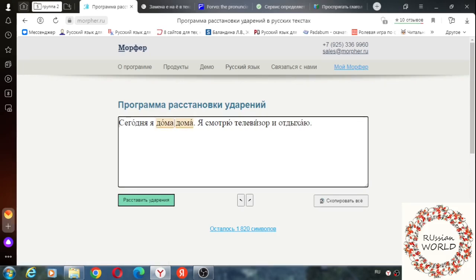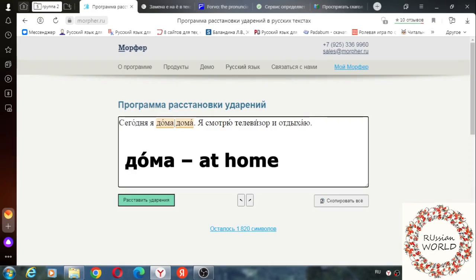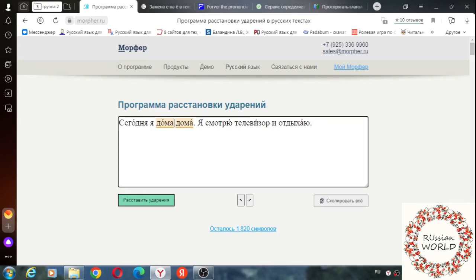And pay attention to the first sentence. You can see 2 words, дома and дома. Both of these words exist in the Russian language, and if we say дома, it means at home. But if we change the stress and say дома, it means houses. So be attentive about the context and choose the correct option here.